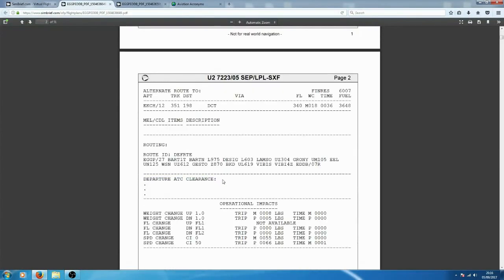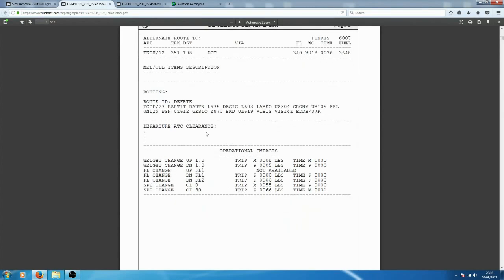And then they'll give you cleared to Echo Delta Delta Bravo on the Barton 1 Victor. And they'll say clear as filed. So in which case, you just put that down there. So this is the route that ATC will give you. It's just a nice little thing there, so you can type it in.